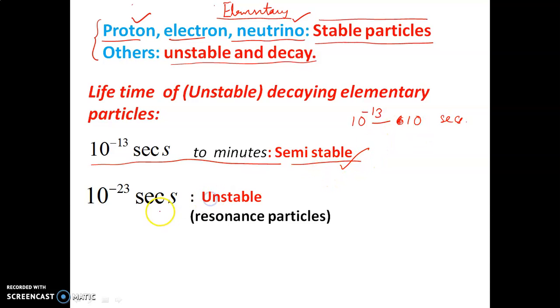But if the lifetime is even less than that, 10 to the power -23 seconds or so, then we say that they are unstable, and such particles have also been discovered. There are particle instruments called particle detectors. In these detectors, particles can be detected, and particles with such a low lifetime have been detected, and these are termed resonance particles. So that is one more thing.